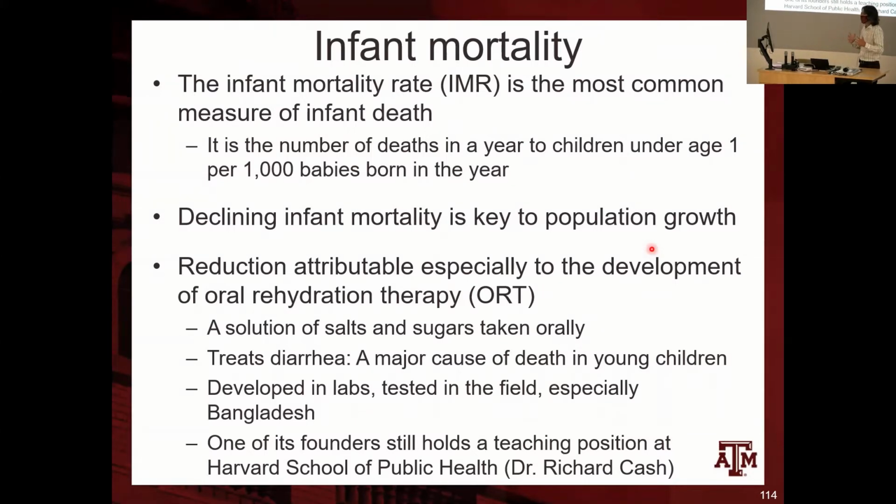Why did we see these declines in infant mortality in these last decades, in these last centuries? The reduction is due to the development of oral dehydration therapy, pretty much a simple solution of salts and sugar taken orally that we can make by ourselves at home. We can buy it in a drugstore, in a grocery store, anywhere. It treats diarrhea, which is a major cause of death in young children. It was developed in labs and tested in the field, especially in Bangladesh, which had really high levels of infant mortality.